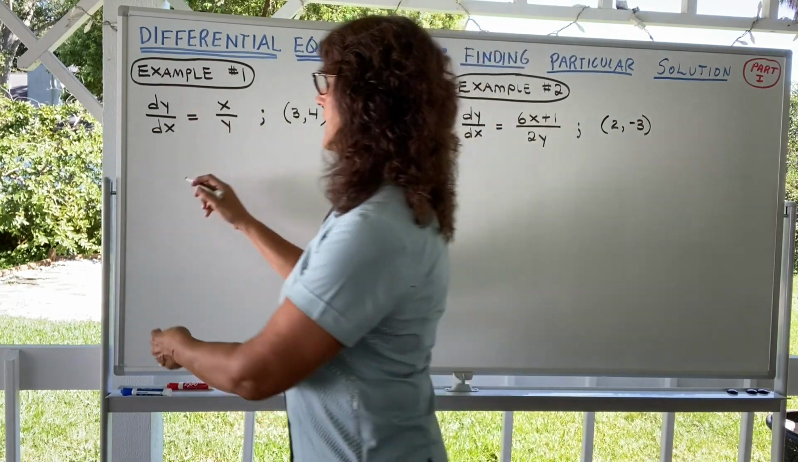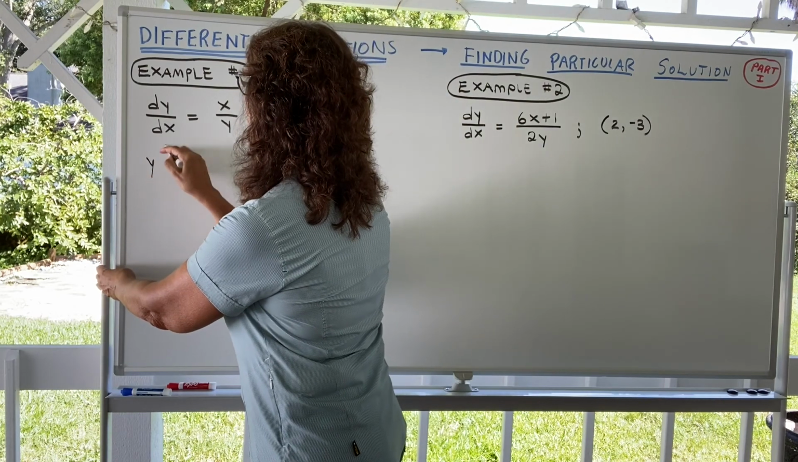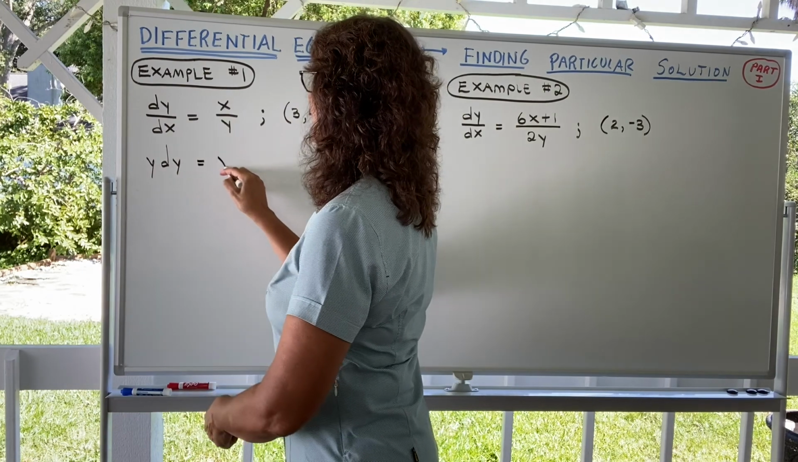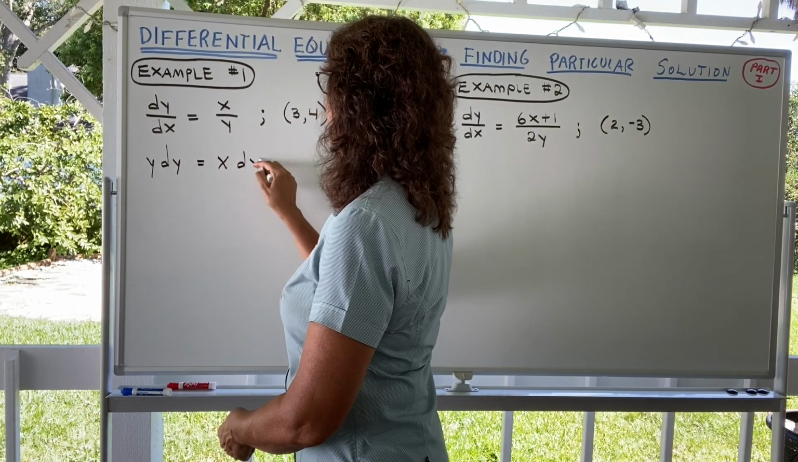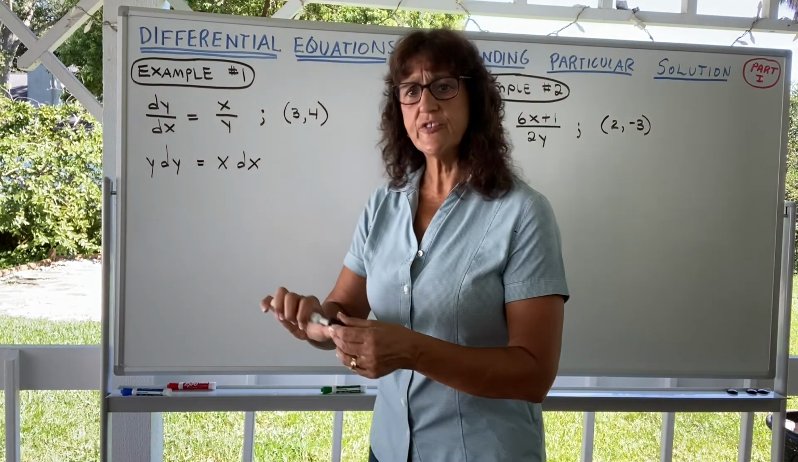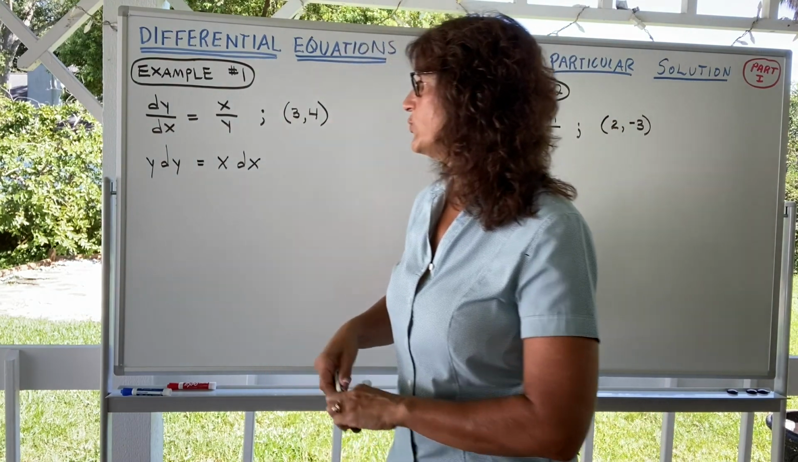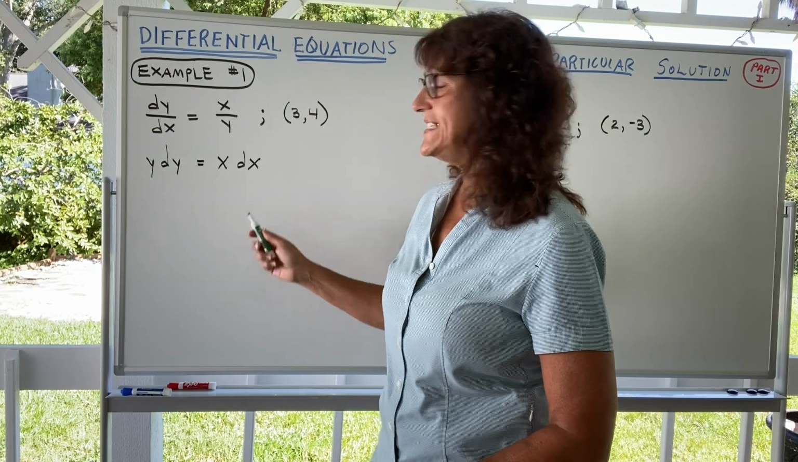We multiply this way, so you end up with y dy on the left side. Then we multiply this way, and you have x times dx on the right side. There's our separation of variables, done in one step. You've got the y's on the left with the dy, and the x's on the right with the dx.